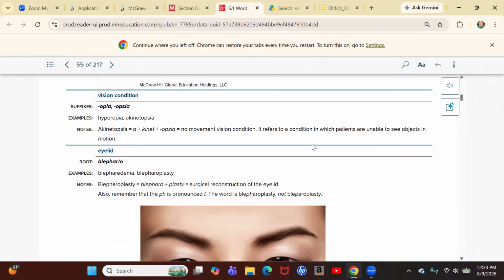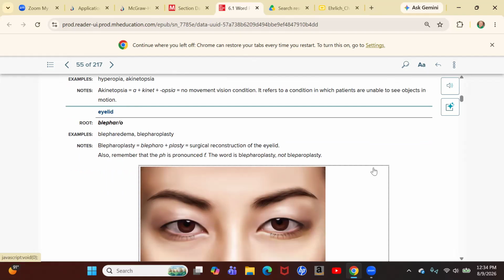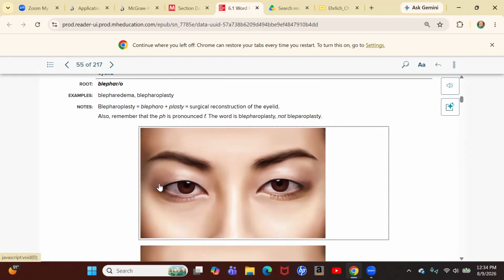When we look at visual acuity and the ability to see in a vision condition, the suffix is opia or opsia here, can be present and refer to conditions and visual acuity. The eyelid, remember we talked about an upper eyelid and a lower eyelid. The combining form for that is blepharo. So blepharoedema, edema meaning the swelling of the eyelid, and a blepharoplasty meaning the surgical reconstruction of an eyelid.